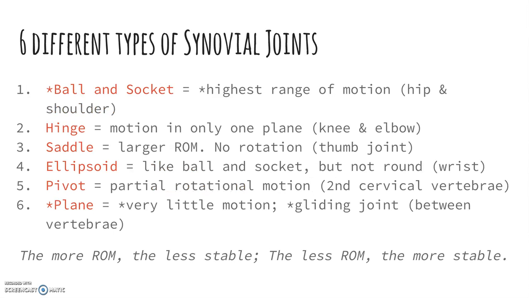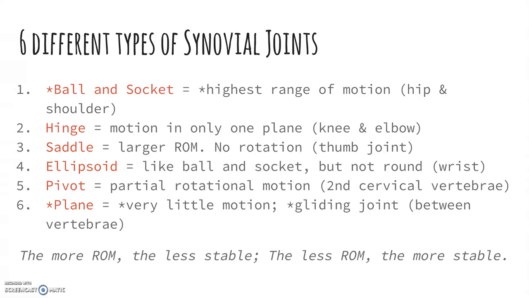There are 6 different types of synovial joints, as I told you before, and here they are. We've got the ball and socket, which gives us our highest range of motion. This type of joint is composed of a rounded head, or the ball, on the end of a bone, which rests in a rounded depression or socket on the other end of the joint. It's designed for movement in all directions, and the examples given are the hip and the shoulder.